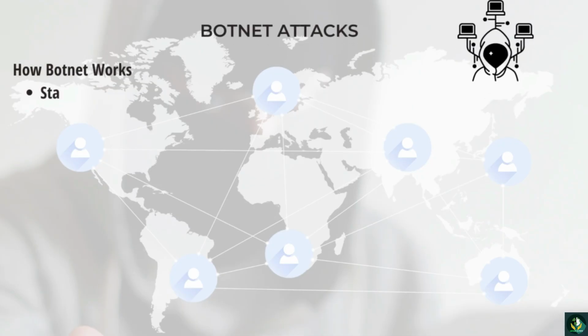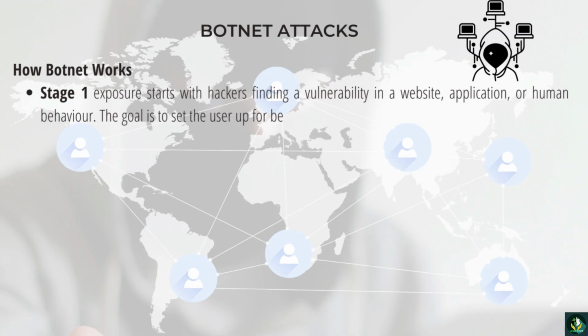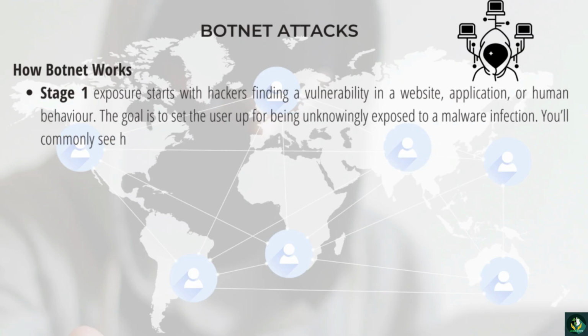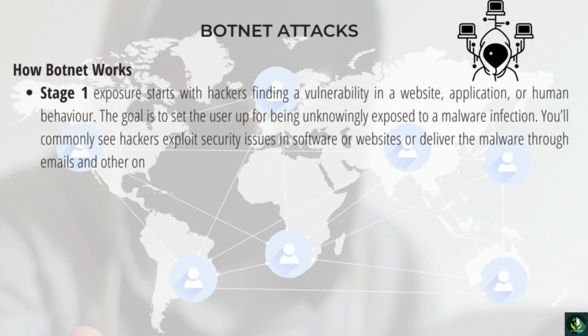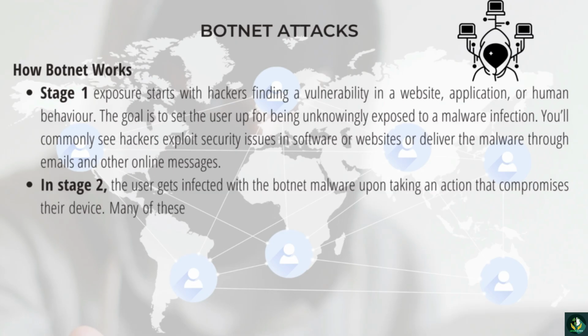Stage 1 exposure starts with hackers finding a vulnerability in a website, application, or human behavior. The goal is to set the user up for being unknowingly exposed to a malware infection. You'll commonly see hackers exploit security issues in software or websites, or deliver the malware through emails or other online messages. In Stage 2, the user gets infected with the botnet malware upon taking an action that compromises their device.